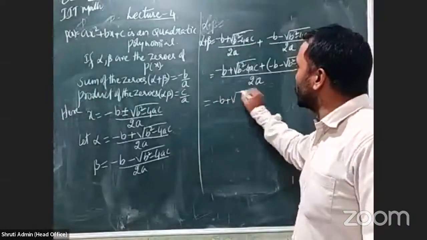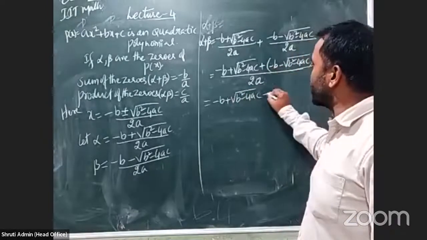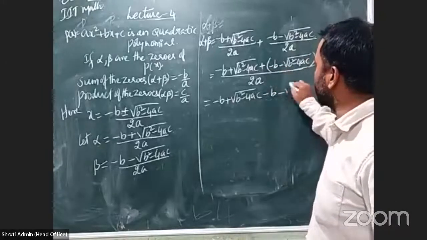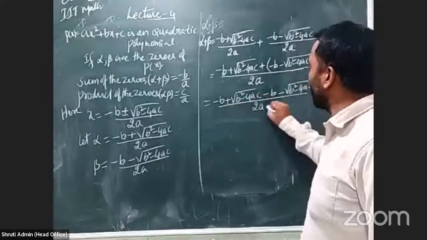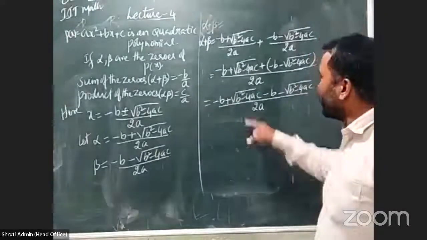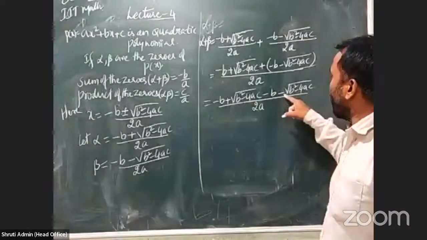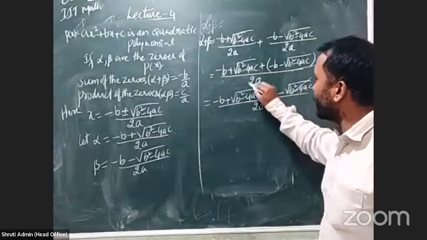Minus b plus root b square minus 4ac. Now minus into plus, minus b, plus into minus, minus b square minus 4ac by 2a. Now we observe here plus root of b square minus 4ac and minus root of b square minus 4ac. One is plus sign, one is minus sign. This can be cancelled.